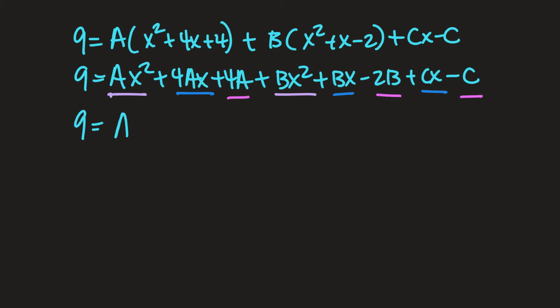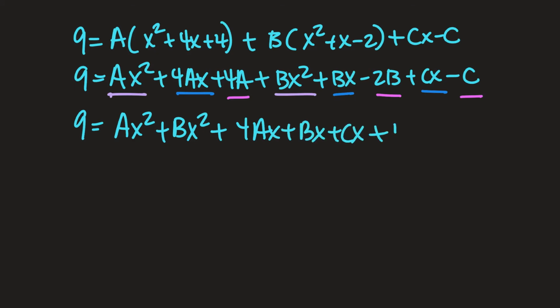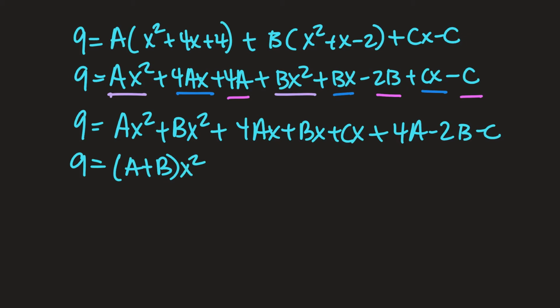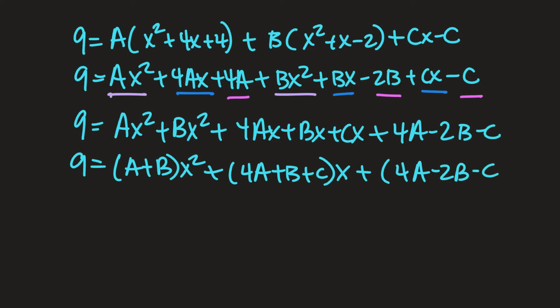So 9 is equal to ax squared plus bx squared. I'm just going to put them together first. 4ax plus bx plus cx. And then 4a minus 2b minus c. Okay, so I have 9 is equal to a plus b times x squared. Now remember when I talked about in class, normally we would put the GCF out front, but because we're literally comparing coefficients from one side to the other, I'm going to write it like a coefficient, okay? And then I have 4a plus b plus c times x, and then this whole last thing is my constant.